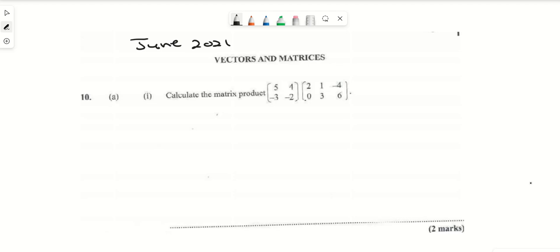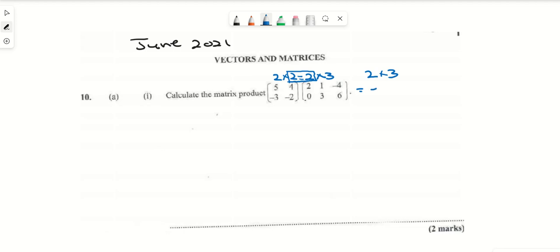So what we're going to do is write the orders. First thing we're going to do, this is 2 rows multiplied by 2 columns. This is also 2 rows multiplied by 3 columns. We have to make sure that these that you see me put in a box around are the same. They are equal, so they can multiply. And my resultant matrix is going to be 2 rows multiplied by 3 columns.